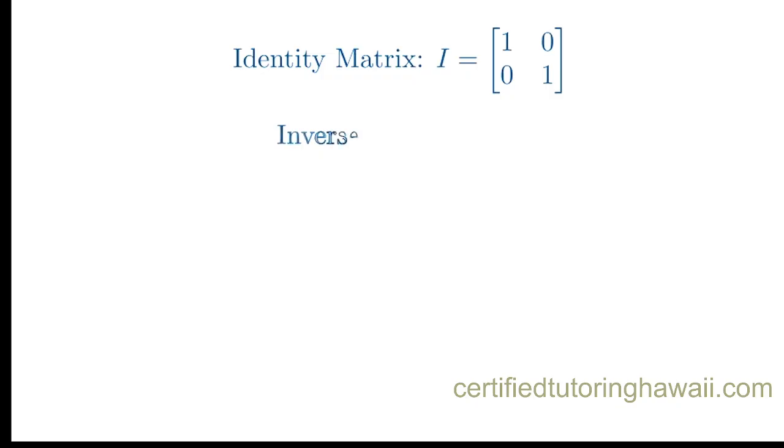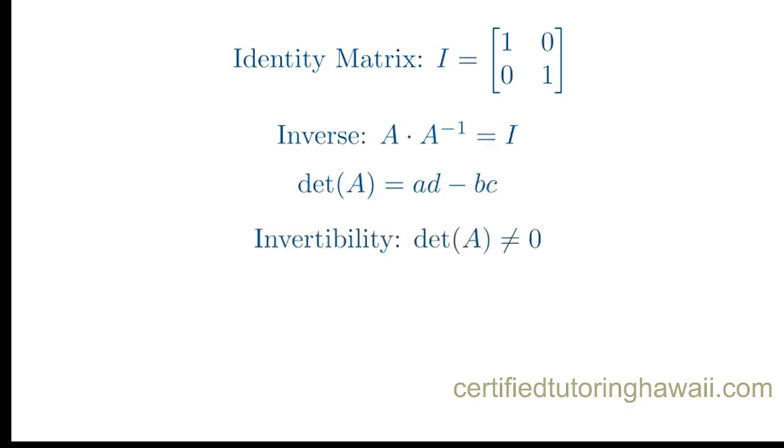Let's quickly recap what we've covered today. We started by defining the identity matrix, which acts like the number 1 for matrices. Then we defined the inverse of a matrix, A inverse, as the matrix that when multiplied by A yields the identity matrix. A times A inverse equals I. To determine if an inverse exists, we introduced the determinant. For a 2 by 2 matrix, the formula is AD minus BC. The crucial condition for invertibility is that the determinant must be non-zero. If it's 0, the matrix is singular and has no inverse.